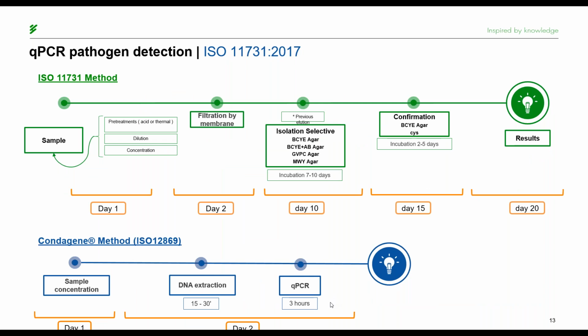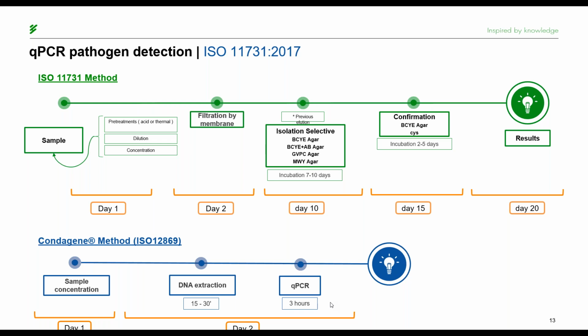We have a method, again, ISO 11731, which begins with the pretreatments, dilutions, and concentrations. A membrane filtration, specific isolation for which we have to select the appropriate media, and finally the mandatory confirmation, with which on day 20 we would have hopefully our result.